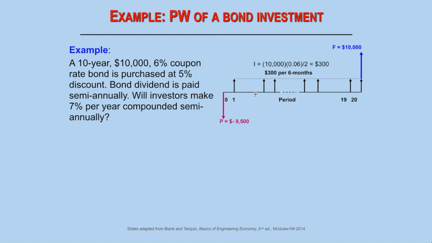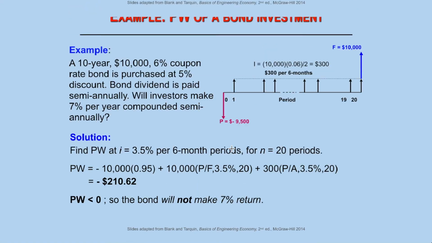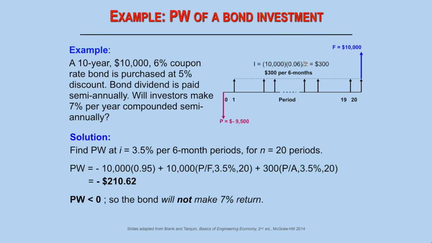And in each period, an interest amount of $300 is paid, making the total interest paid per year $600. So coming back to the question, will this bond make 7% per year compounded semi-annually? To apply the present worth analysis on this bond, we convert all these cash flows into the present worth value at T0. The interest rate i in our calculation should be 3.5% because the 7% rate per year is compounded semi-annually. And the total period N is 20 periods.